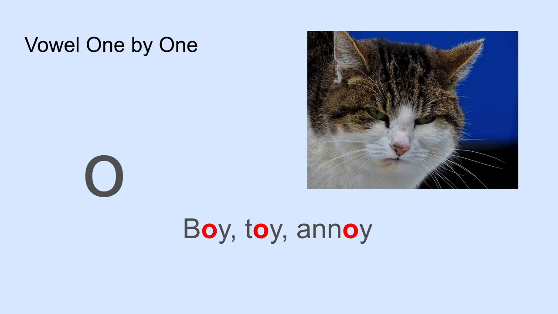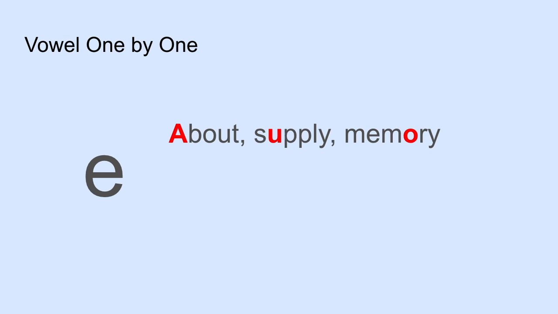Excellent. Okay, let's continue. The next one is very, very special. English does not have this sound. Well, that's not true. Actually, I found three words that have this sound, but they are spelled with different letters in English: about, supply, memory. See, we have it here. So this is a Chinese sound.